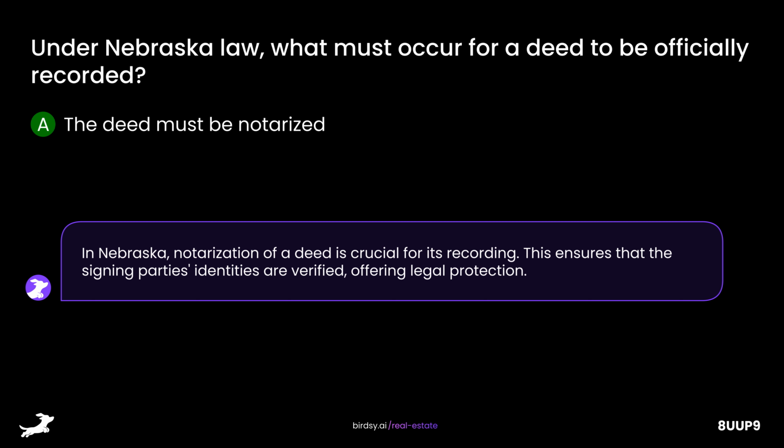In Nebraska, notarization of a deed is crucial for its recording. This ensures that the signing parties' identities are verified, offering legal protection.